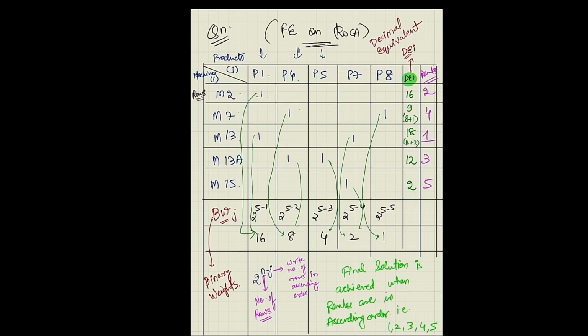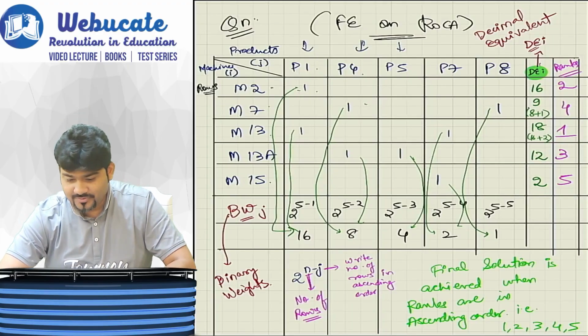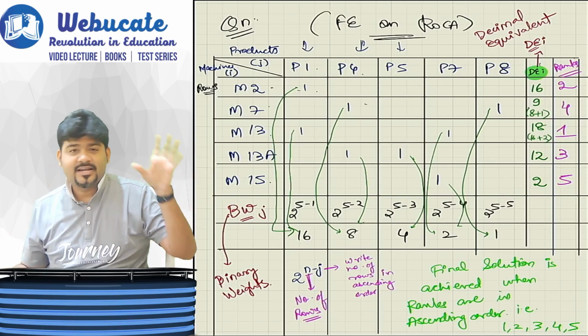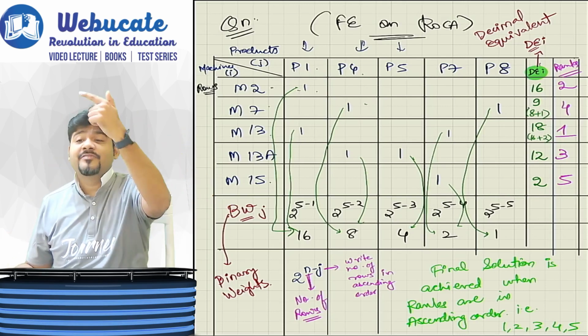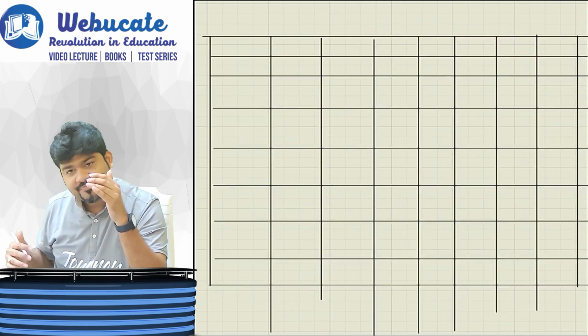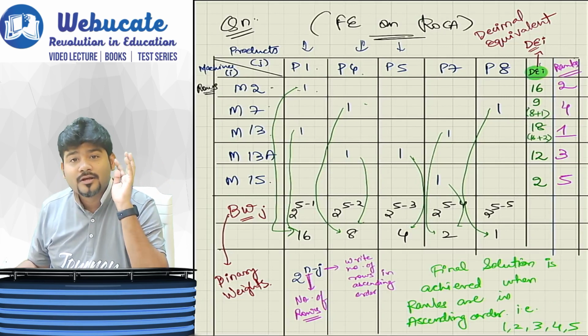Okay. Now the next step. The final answer will be when the ranks are in ascending order: 1, 2, 3, 4, 5. But now we start with the next step. If you are clear with this step, then you are clear with the whole concept.